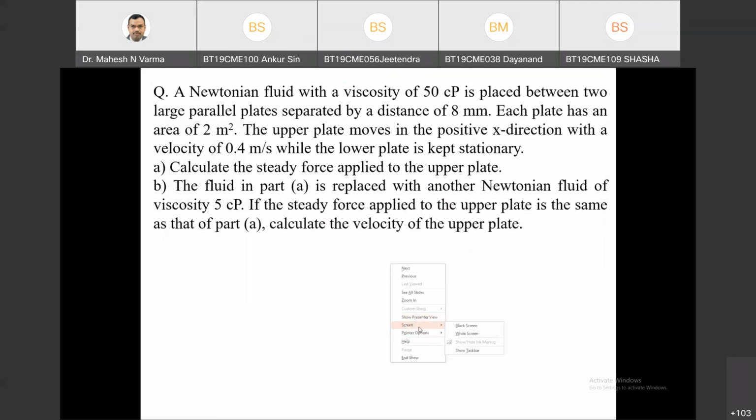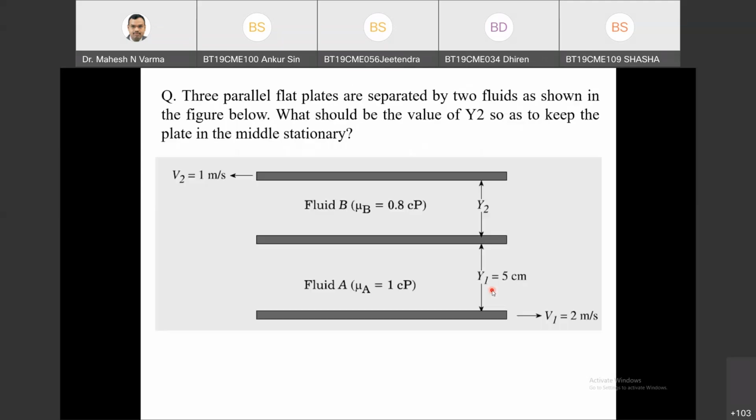So what is this thing actually? Velocity? 4 meters per second, sir. Is anybody not getting 4 meters per second? Almost everybody is getting it. Anybody getting any other answer? So this is the answer: force is 5 Newton and velocity is 4 meters per second. This problem is also exactly similar; only the input data is given in some other way.